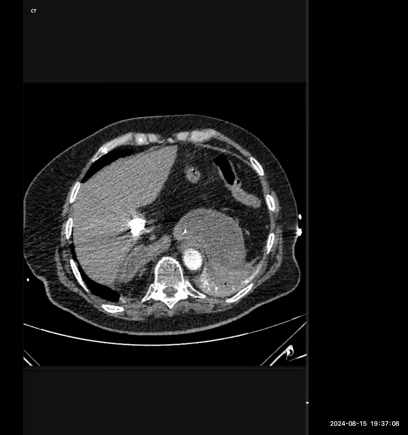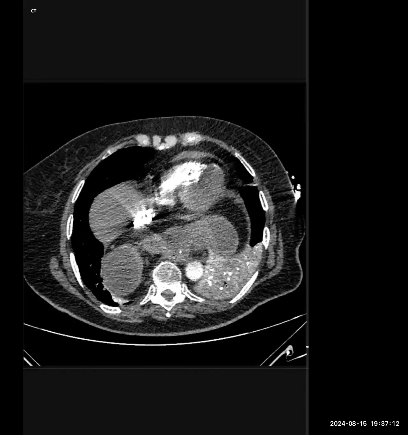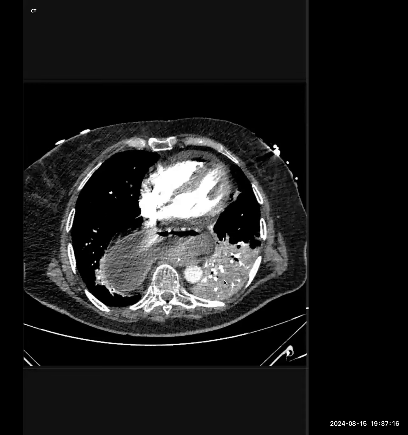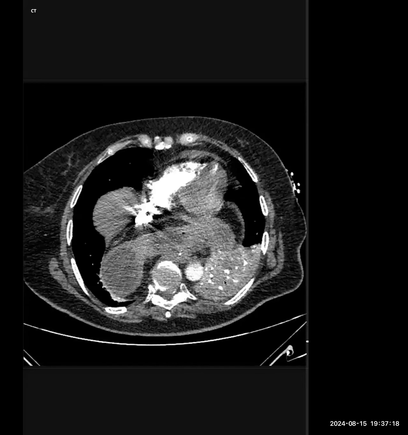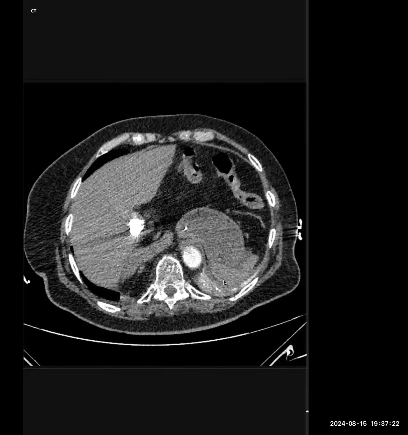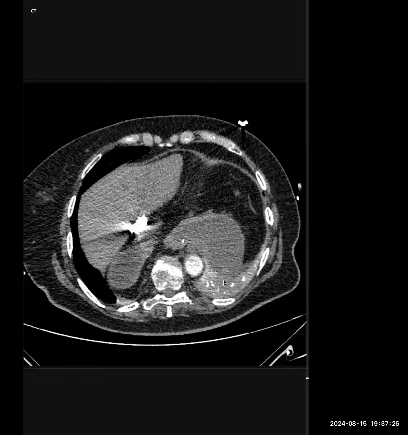Gastroesophageal. So I see that the esophagus is... it's not... stomach. Sir, is there a sagittal section or a coronal section?